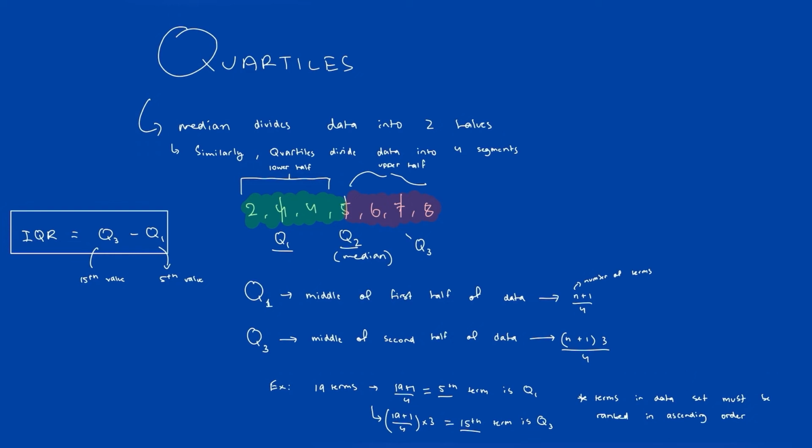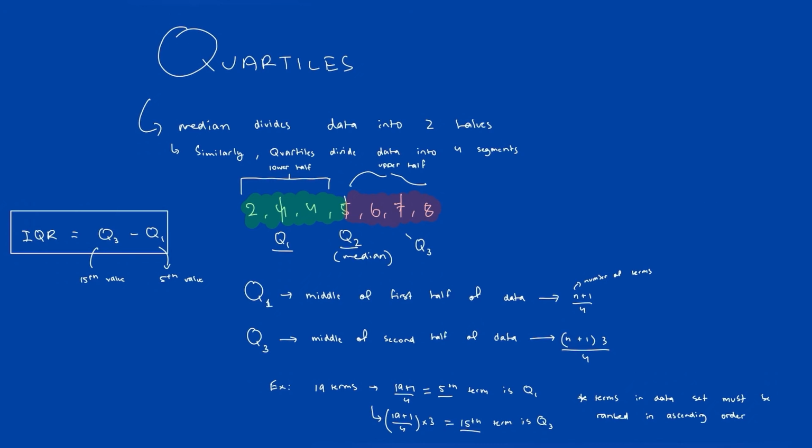And to calculate quartile 3, it would be 19 plus 1 divided by 4 times 3. That would be our 15th term. So whatever our 15th term is, that value will be our quartile 3. Also remember that whenever we're using these formulas, the data must be ranked in ascending order, so from least to greatest. So you can see here it's ranked from 2, 4, 4, 5, 6, 7, 8. It's all going from least to greatest.